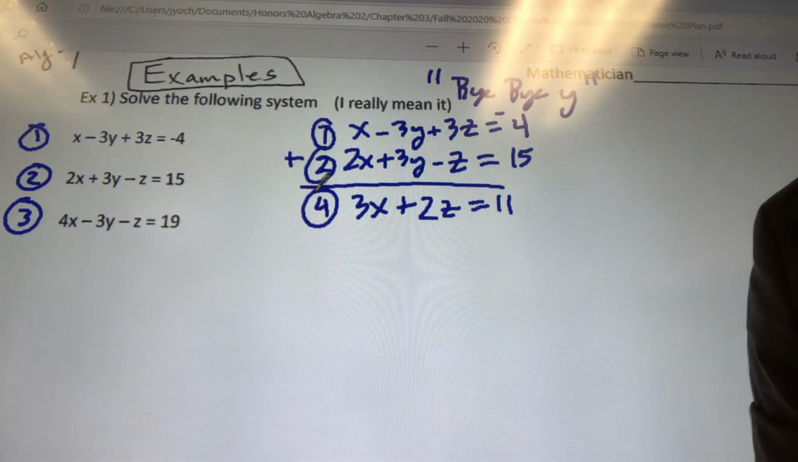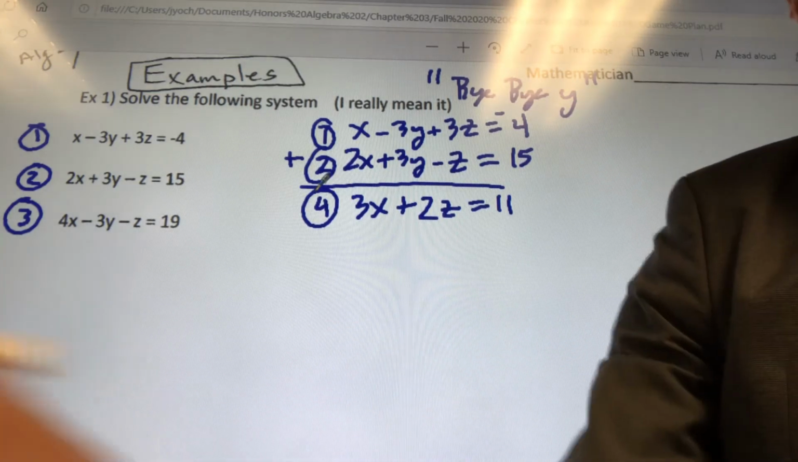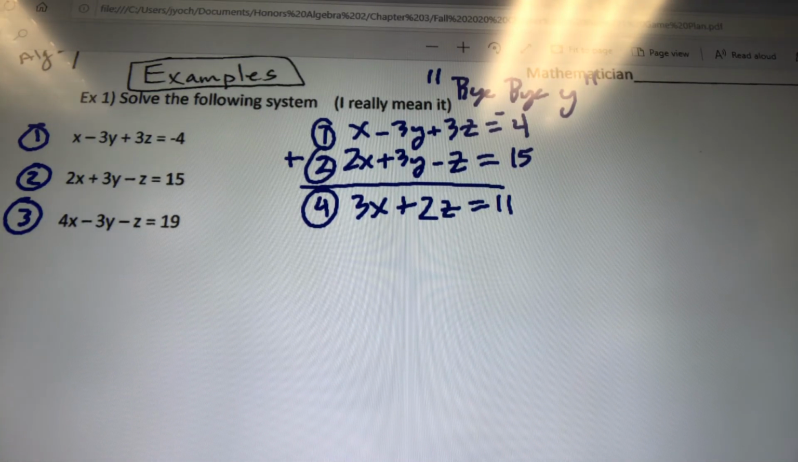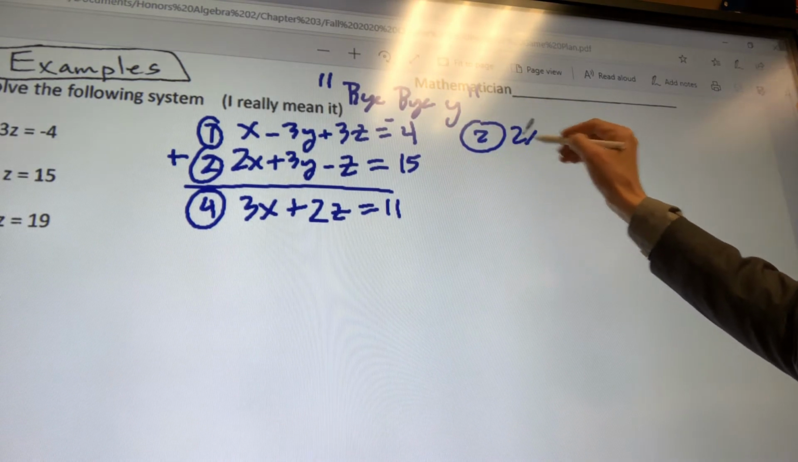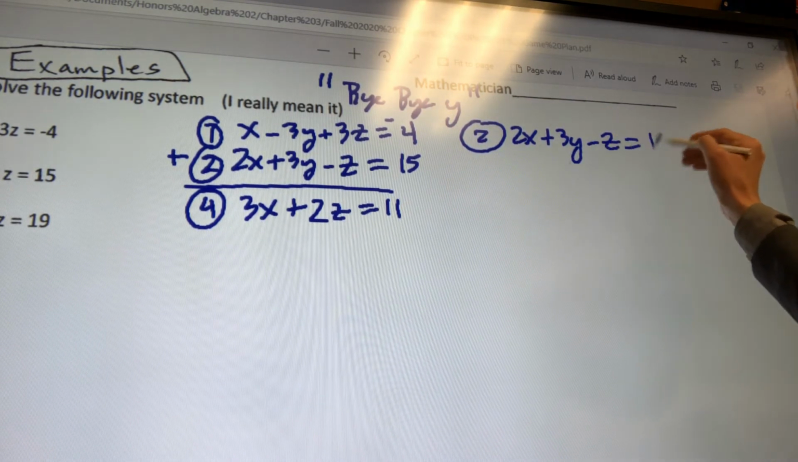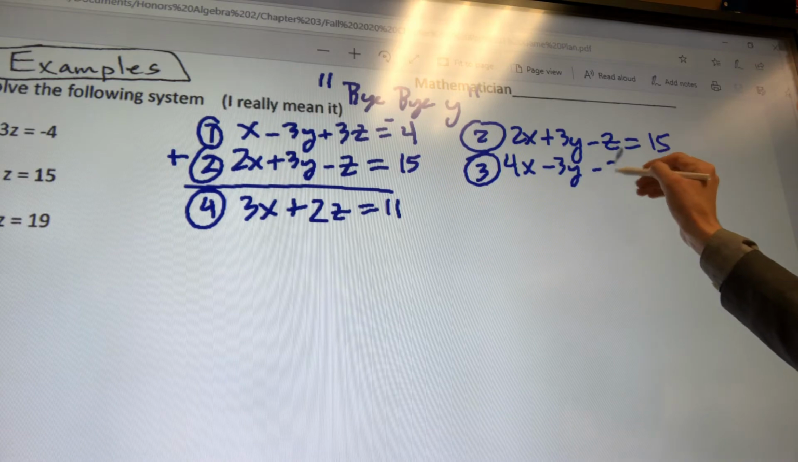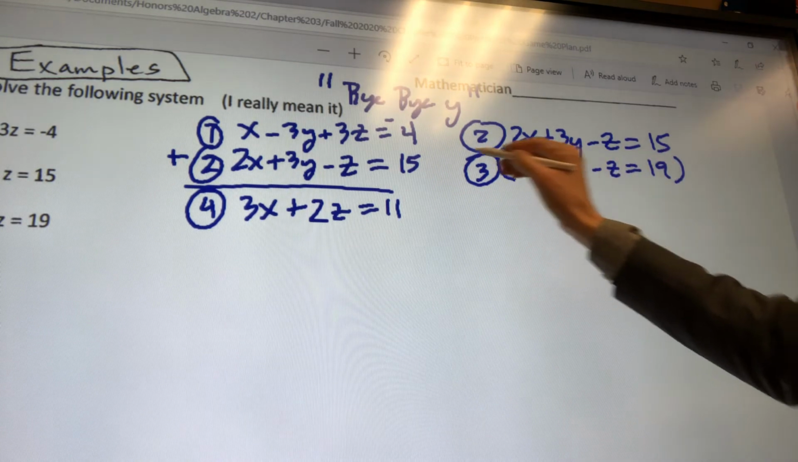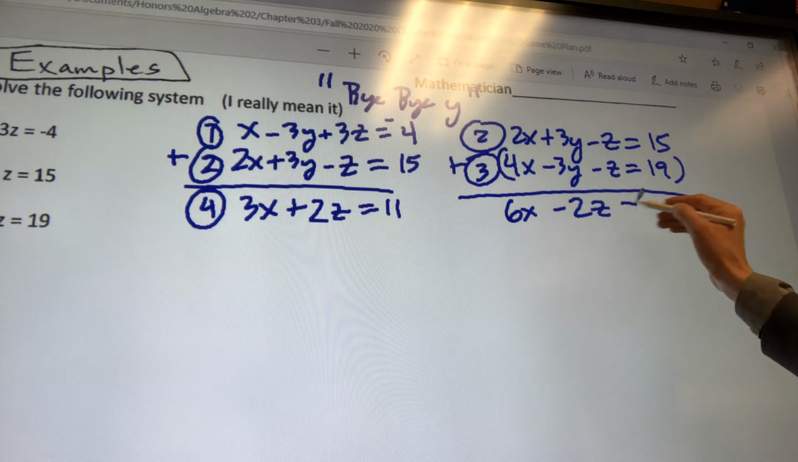My whole goal is to get something that looks like pages 9 through 11, definitely page 11, where I just have a 2 by 2. All right, a 2 by 2, and then I can solve that. So what I'm going to do next is, I added 1 and 2 together. I have to put 3 together with something. I want to get rid of the y, so I'm going to put equation 2 and 3 together next. Equation 2 is 2x plus 3y minus z is 15. Equation 3 is 4x minus 3y minus z is 19. Again, I want to add them together because I have opposite signs for the y's. 6x minus 2z is 34.